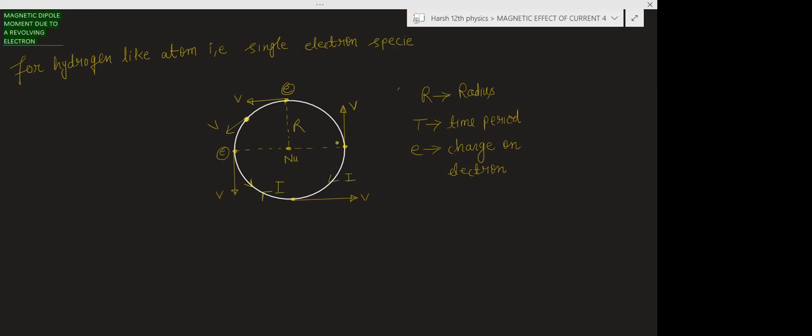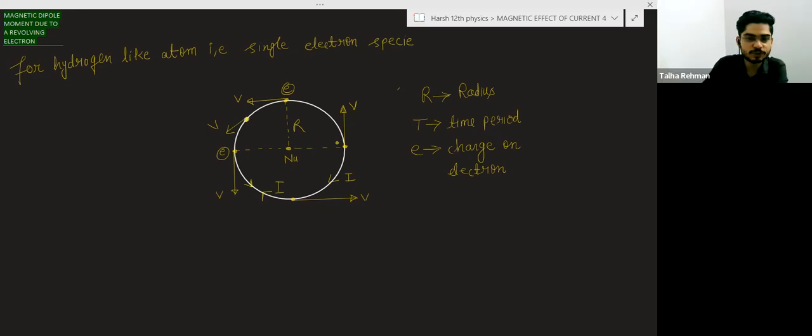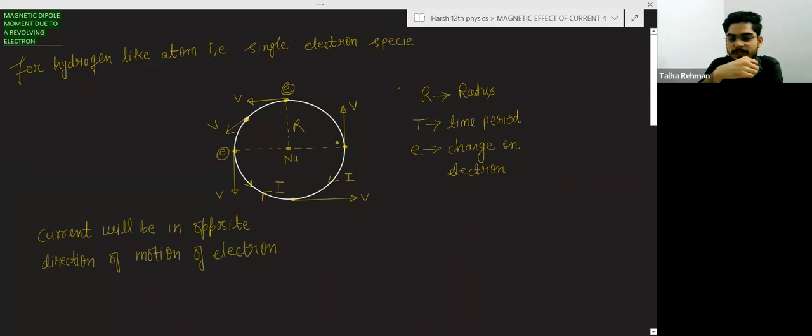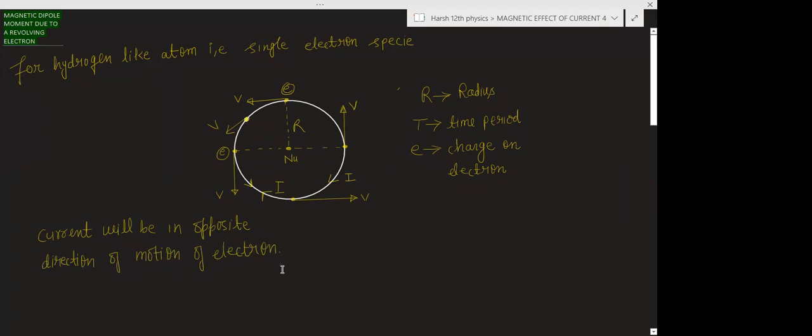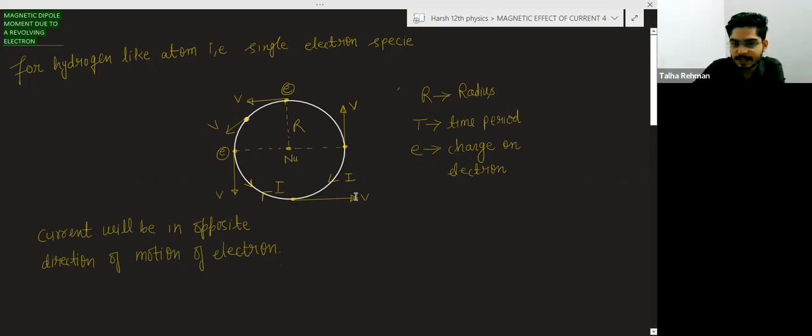Yes, sir. So the current is in the opposite direction of the motion of the electron. Is it fine now? The current will be in the opposite direction of the motion of the electron. And this arrow is representing the direction of the velocity at different points of the circular path in which the electron is moving.